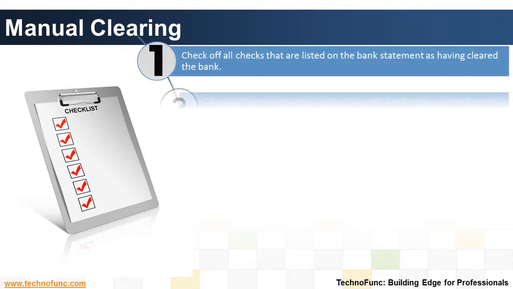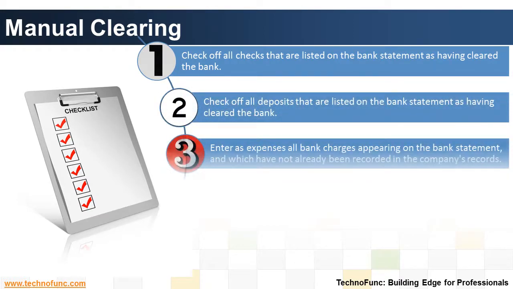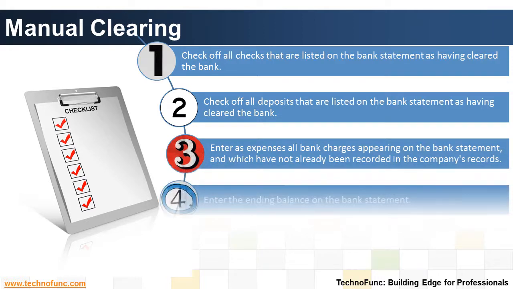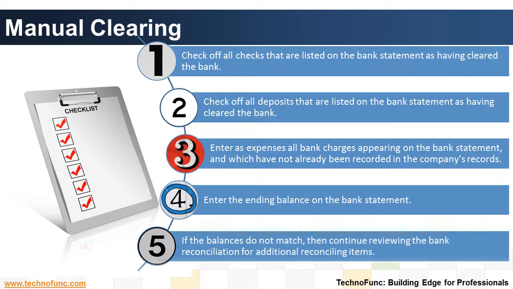1. Check off all checks that are listed on the bank statement as having cleared the bank. 2. Check off all deposits that are listed on the bank statement as having cleared the bank. 3. Enter as expenses all bank charges appearing on the bank statement and which have not already been recorded in the company's records. 4. Enter the ending balance on the bank statement. 5. If the balances do not match, then continue reviewing the bank reconciliation for additional reconciling items.